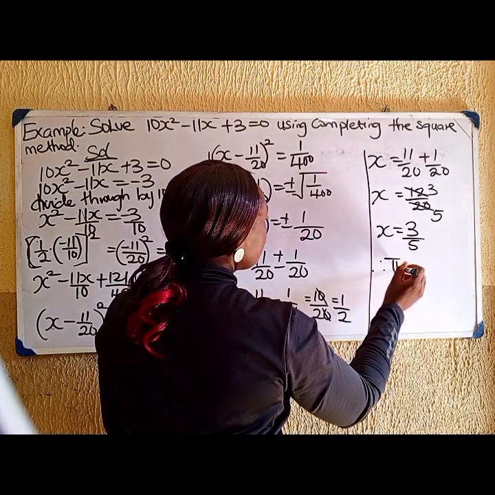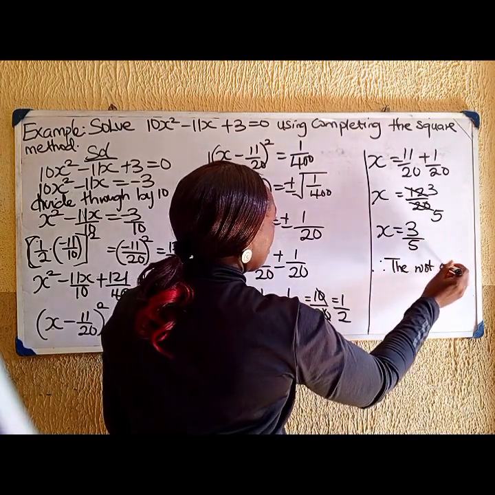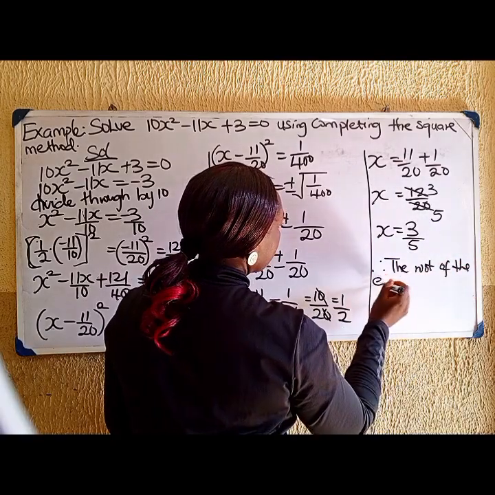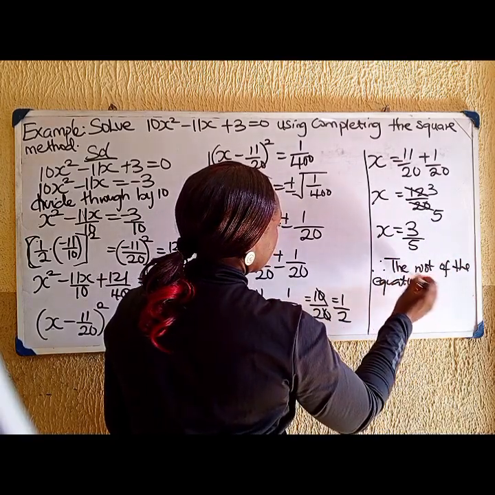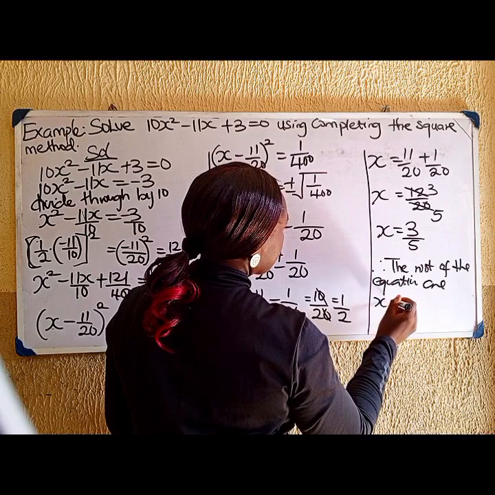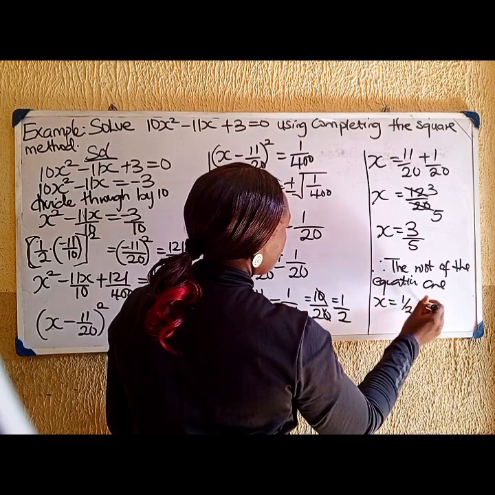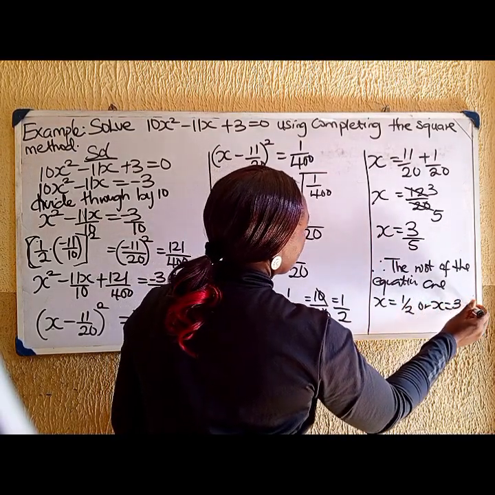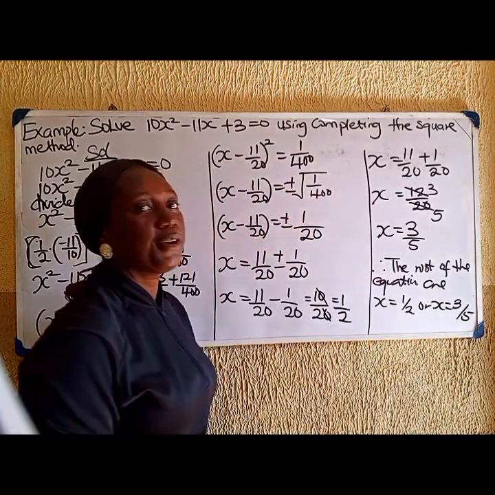Therefore, the roots of the equation are x equals 1 over 2 or x equals 3 over 5. I hope it's clear.